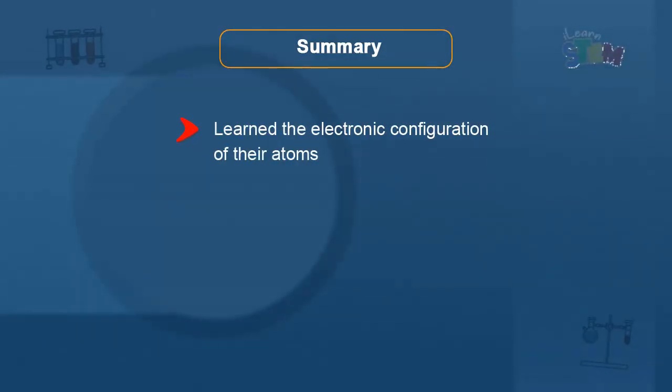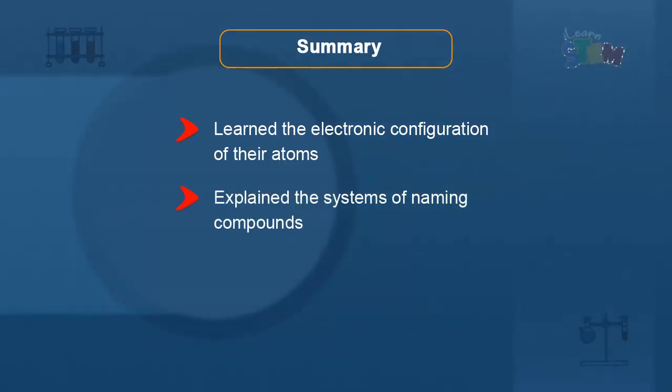In today's lesson, we learned about the electronic configuration of atoms. We also studied weak bonds, which include hydrogen bonds and van der Waals bonds. In addition, we explained the systems of naming compounds. The conventional naming system is the old and commonly used method of naming compounds, and these names are based on everyday usage. We also learned about the IUPAC naming system, which follows international scientific rules for naming compounds, and is used by scientists, students, and industries all over the world.